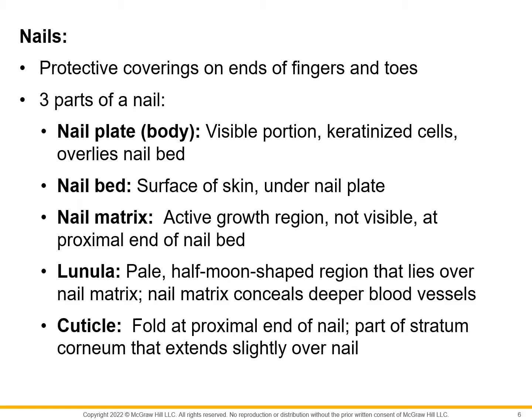So nails, the first one we look at. The nail has 3 parts to it, and this is super simplistic. I have a nail plate, which is the visible portion of the nail. This is what you would think of as a nail. These cells are completely keratinized. Again, keratin is a huge part of the health of our skin, nails, and hair, you're going to see.